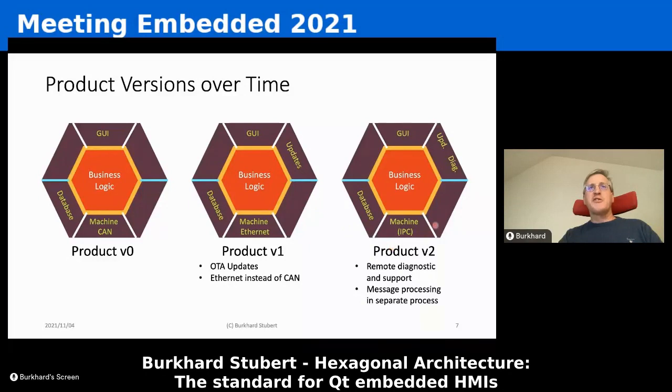And in version 2, you might add, say, remote diagnostic and support via VNC. Let's make that easy. And you might decide, okay, I don't want the message processing in the same process as my GUI application is running. I move that into a separate process, so that multiple applications will see the CAN messages. Once you have multiple applications that need access to your machine messages, you have to move that into your own process. Then the communication is done via IPC, inter-process communication, with a separate process which does the message handling, the message processing. And again, the rest of the application, the business logic and the other adapters, don't see anything of it.